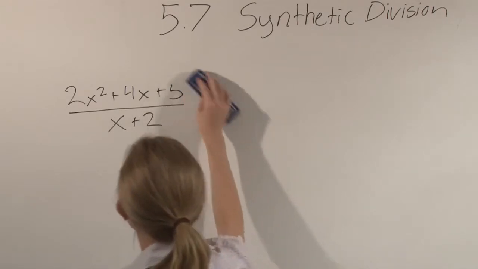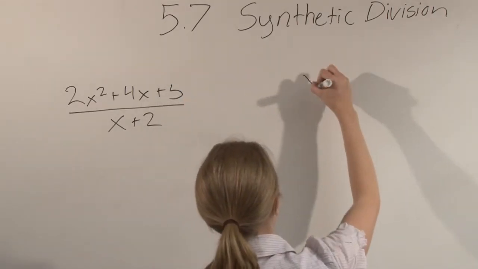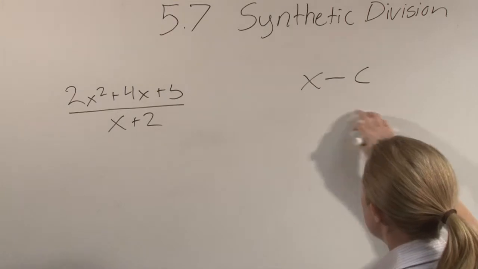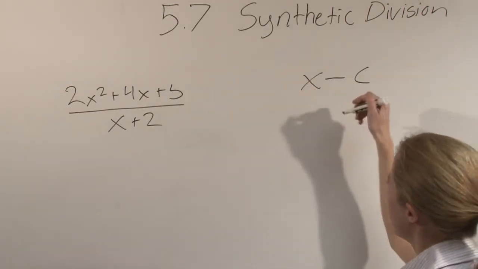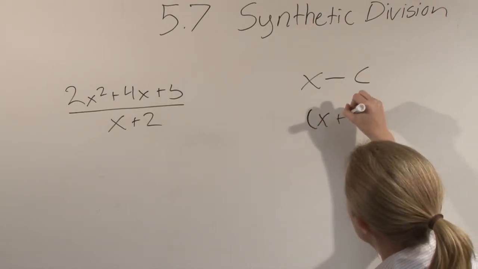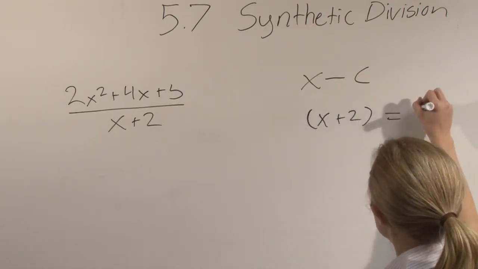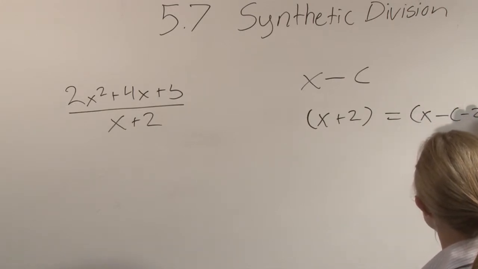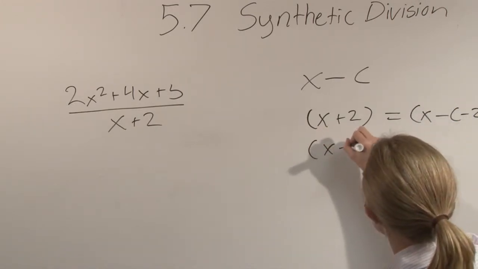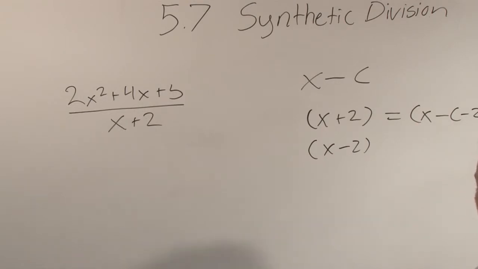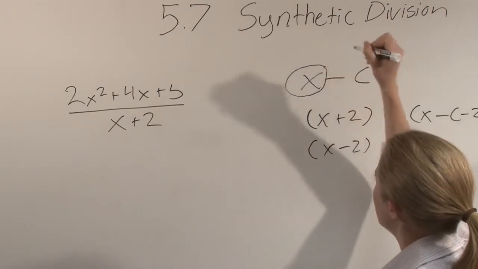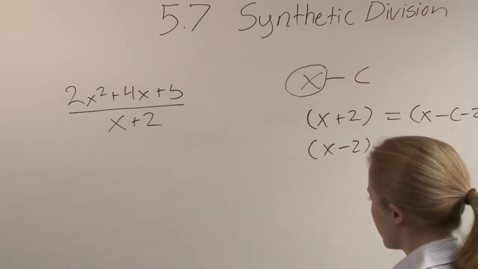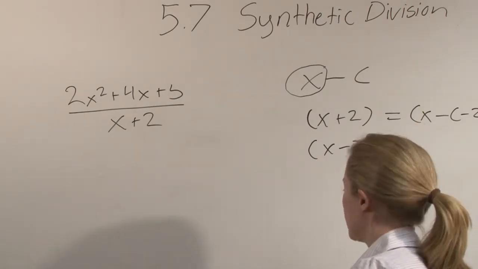you're dividing by a binomial that has the form x minus c. So really that's any binomial where the leading term is an x with a coefficient of 1. If I had x plus 2, I could think of that as x minus negative 2. X minus 2 is x minus 2. So we'll go through a couple examples with those. So the really important thing to look at is that your highest term is an x, not a 2x, not an x squared, or anything else like that.